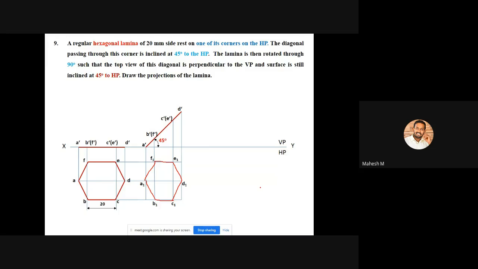So this is our second top view. When compared to the first top view, the second top view will have a smaller dimension because it is inclined to HP. If it is inclined to HP, the top view will have a reduced dimension. Okay, it is clear.